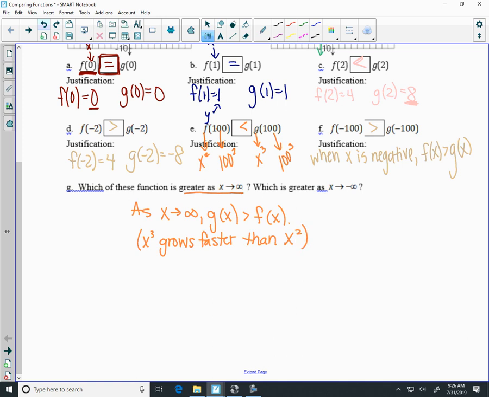Which is greater as x approaches negative infinity? As x approaches negative infinity, x squared is positive, and x cubed is not. So f of x is greater than g of x. So x squared is always positive.